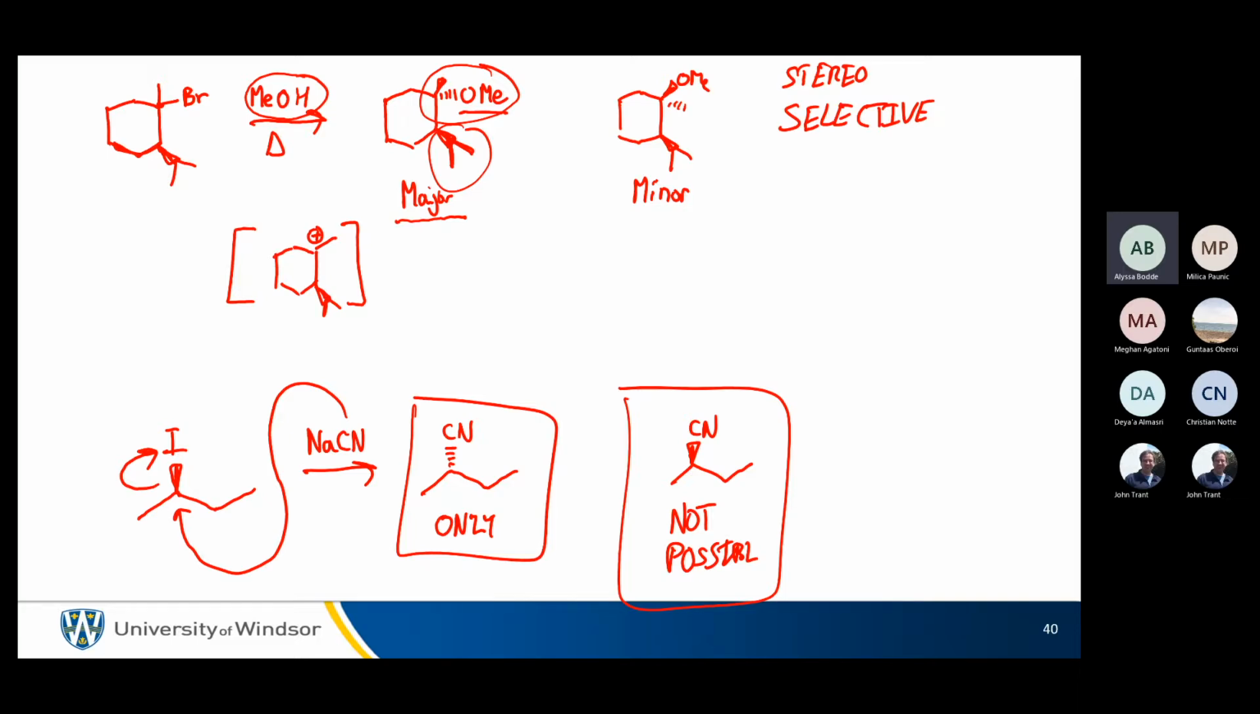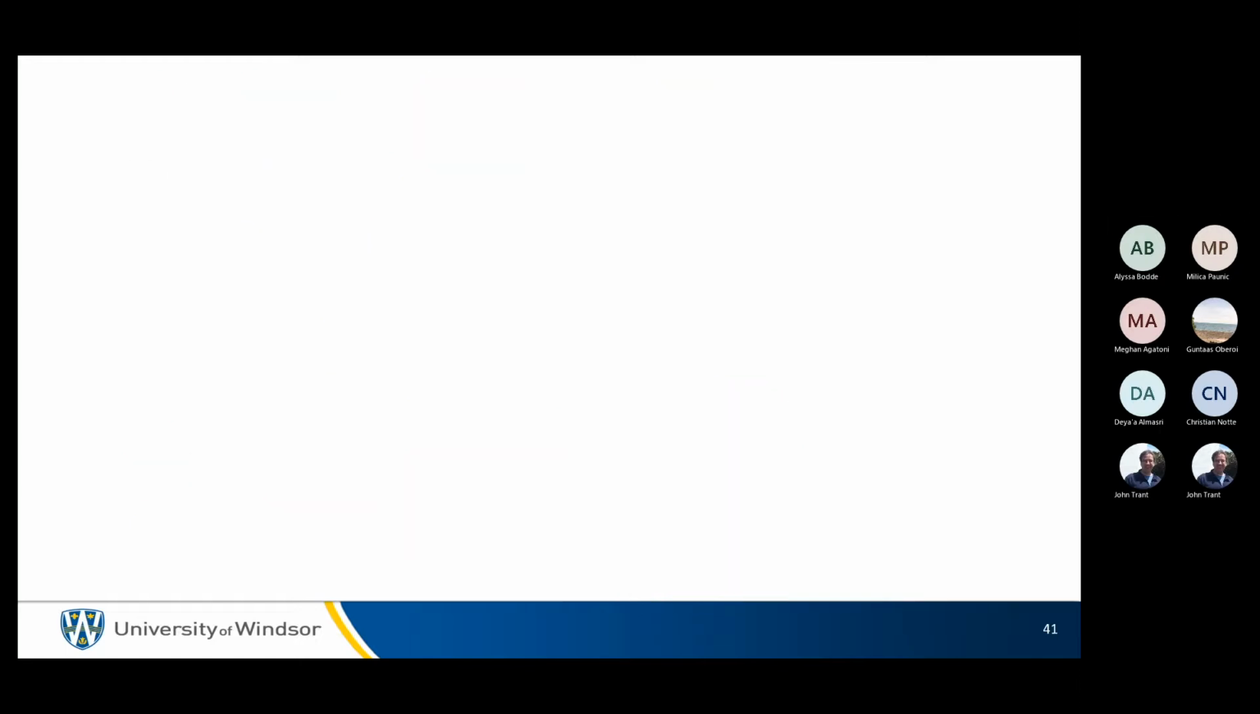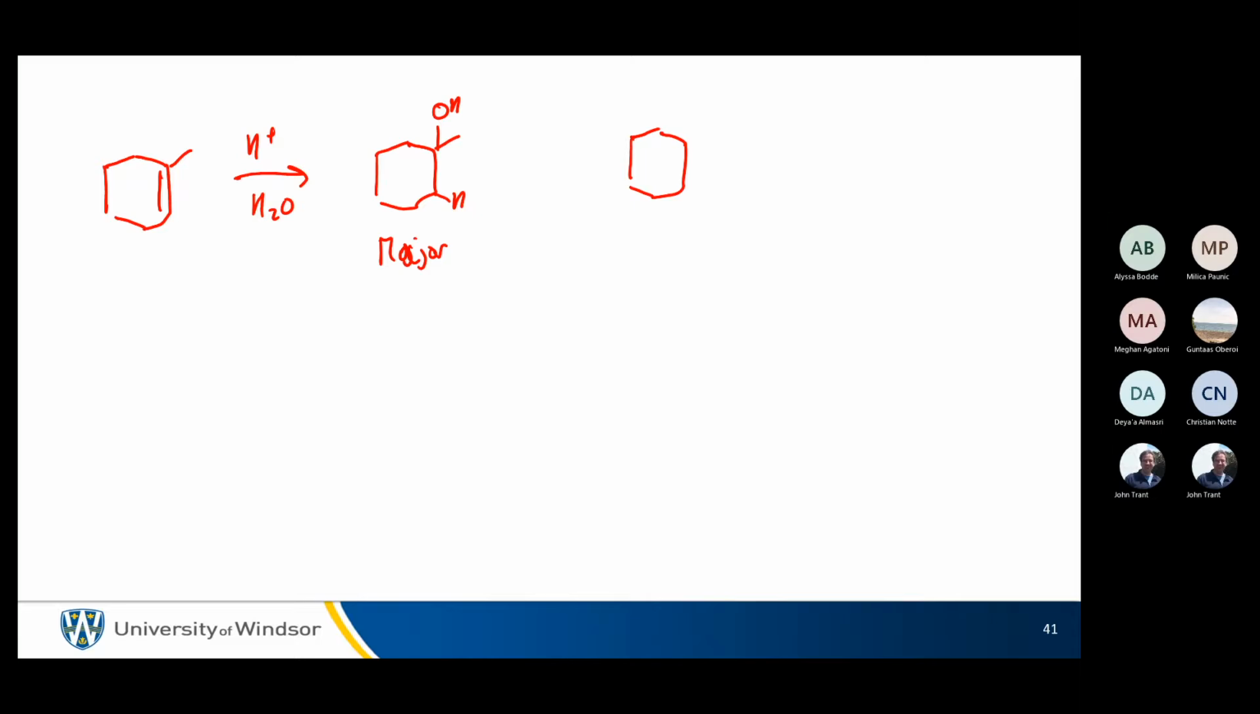Same concept in that a regioselective reaction. Say I have a different one like this. I treat this with acid and water. I would expect the major product to be the Markovnikov addition. But is the secondary carbocation impossible? The tertiary carbocation is more likely, but is the secondary impossible? Is it impossible? No. Right, so this is selective.